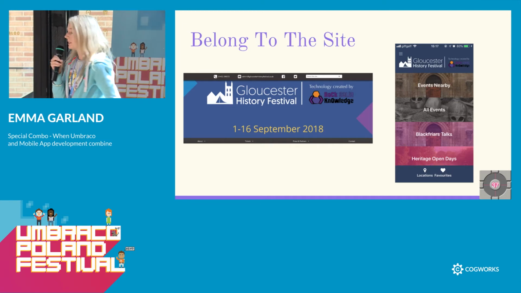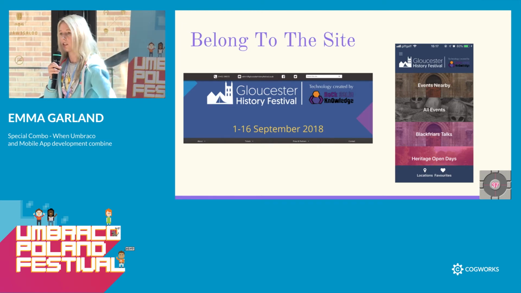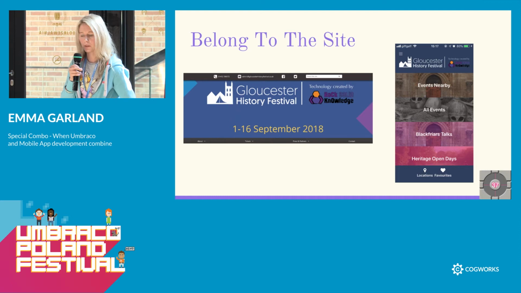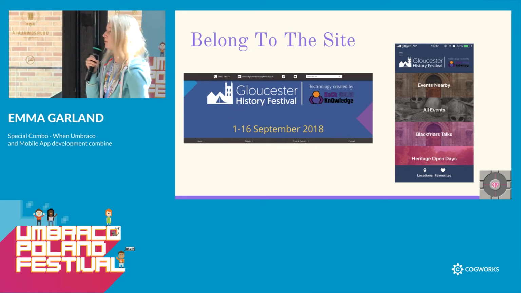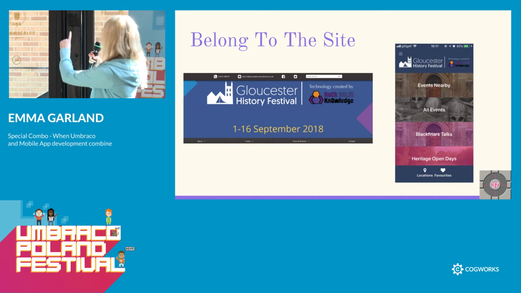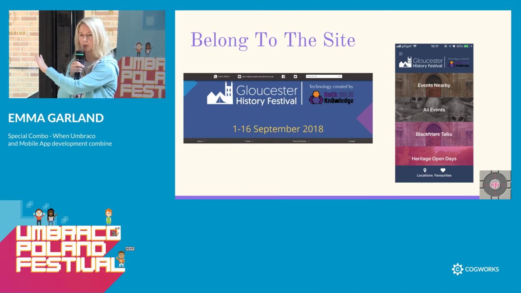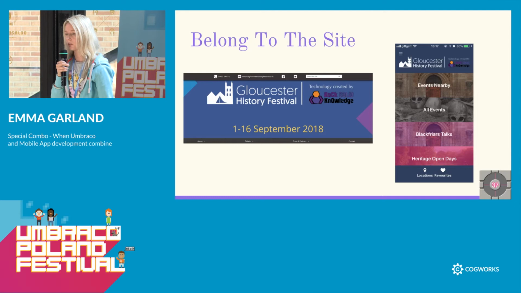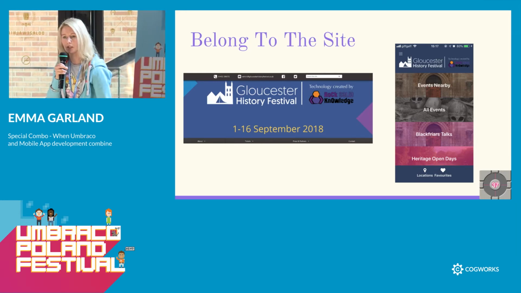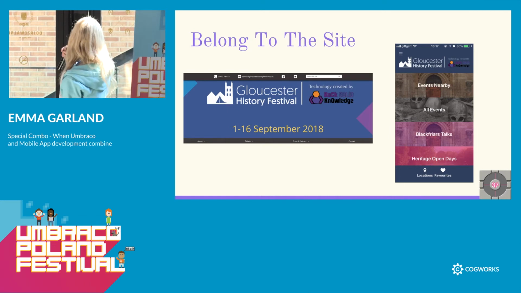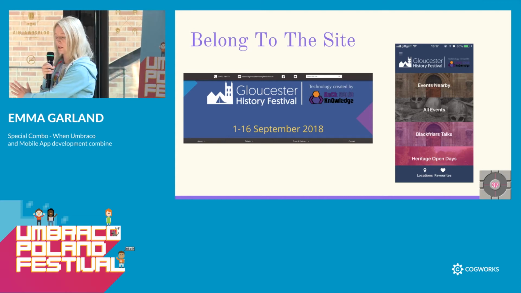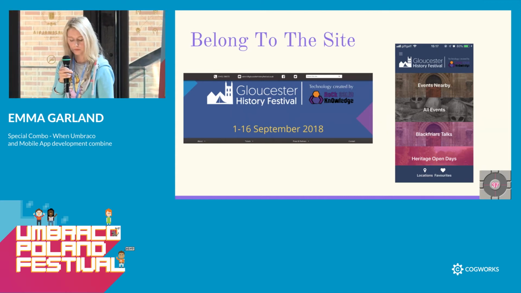The companion app needs to really belong to the site. So you can actually go and download the Gloucester History Festival app if you want to. It's finished now, but you can see that we've got the same branding and a very similar look and feel. We have different colours for the different types of events, like a pink for the Heritage Open Days. That's also consistent in our companion application.